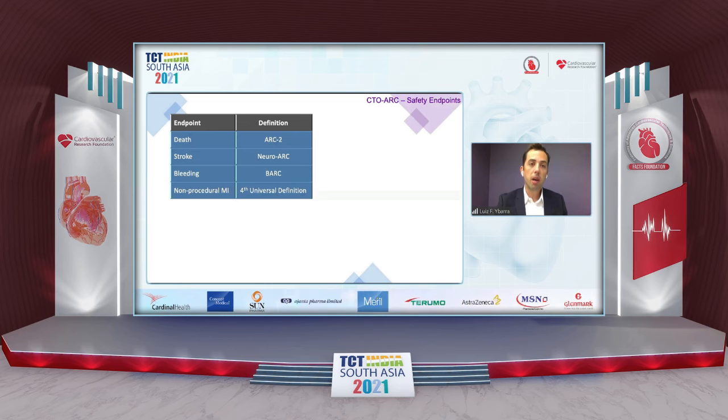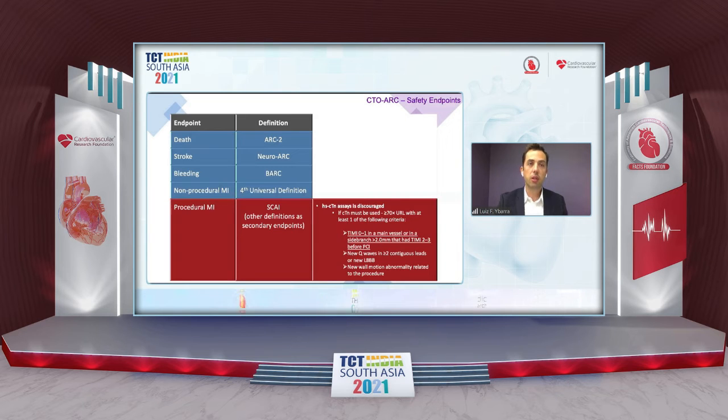When talking about these endpoints, death, stroke, bleeding, non-procedural MIs, those were really straightforward. But on the other hand, defining procedural MI specifically after the EXCEL trial wasn't that easy. So we decided to endorse the SCAI definition, but also collecting all data so other definitions could be used as secondary endpoints.